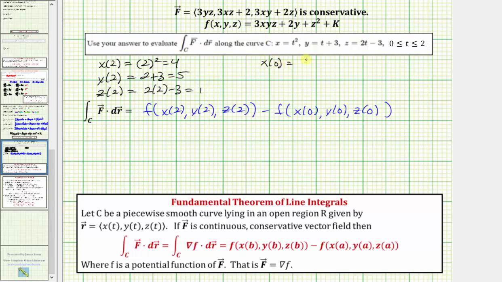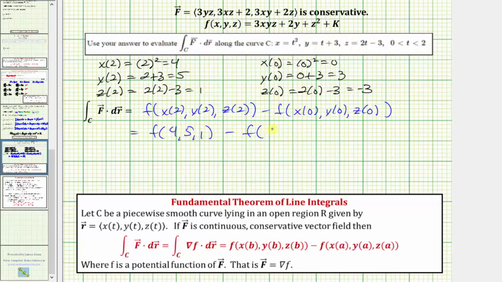And x of 0 is equal to 0 squared, which equals 0. y of 0 is equal to 0 plus 3, which equals 3. And z of 0 is equal to 2 times 0 minus 3, which equals negative 3. So here we have f of 4, comma 5, comma 1 minus f of 0, comma 3, comma negative 3.